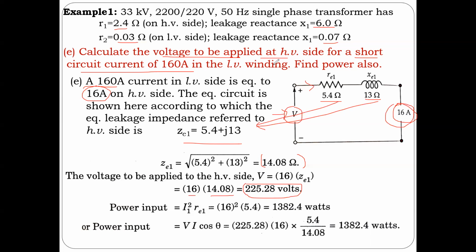And if you're asked to find the power, the power input is going to be I squared times the total equivalent resistance of the primary, which is this. Or the power input is VI cos theta. So this is V, this is I, and cosine theta is this over this, because I know this is basically Z cos theta. So yeah, it comes out to be the same.